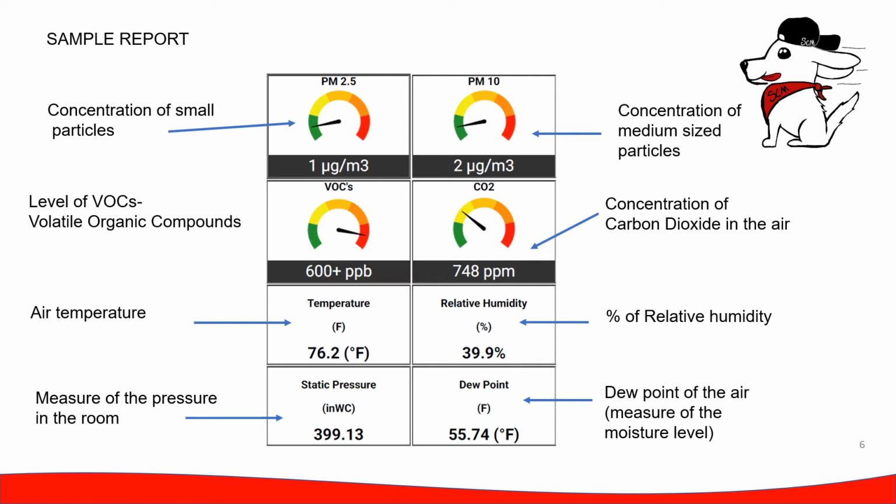Moving down, we have the volatile organic compounds, which in this one is flagging at 600 plus parts per billion, which I would say is high on that action level, and I would consider doing something about that. Then on the right-hand side, in the yellow, is the concentration of carbon dioxide in the air. Here it's 748 parts per million, which is okay, but getting towards that concern level.